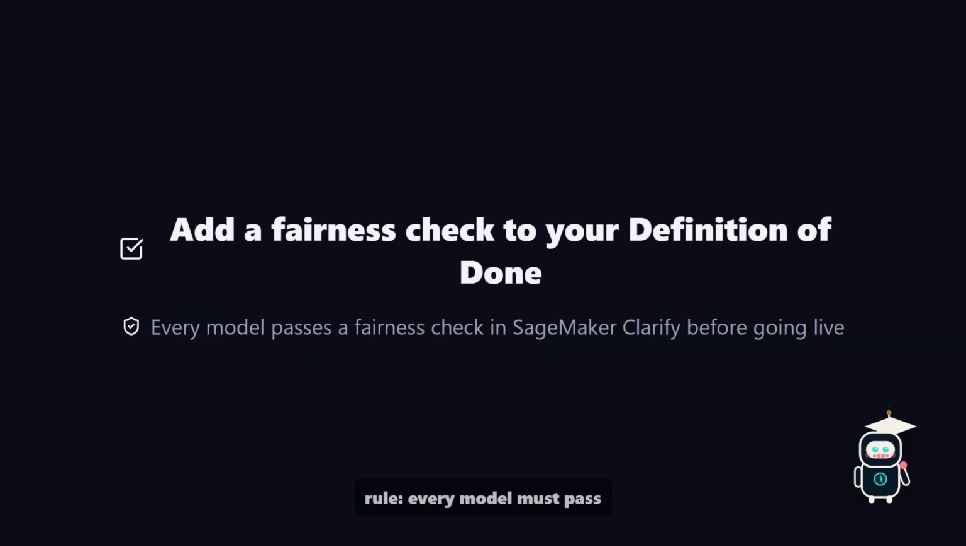Start with a simple rule. Every model must pass a fairness check in SageMaker Clarify before it goes live. Add that to your team's definition of done, and suddenly responsible AI becomes part of your culture, not a last-minute panic.